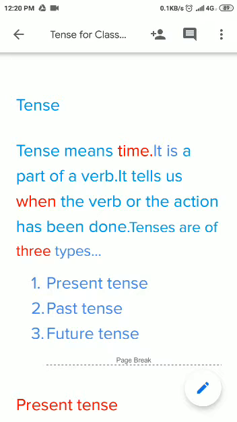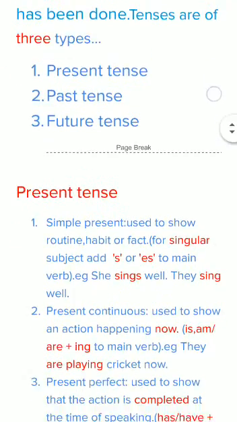The first one is the present tense, which means the action that is going on now. The second one is the past tense, which means the action that has already been done. And the third one is the future tense, which means the action that is going to take place or start soon. Now, let's learn more about these three types of tenses.